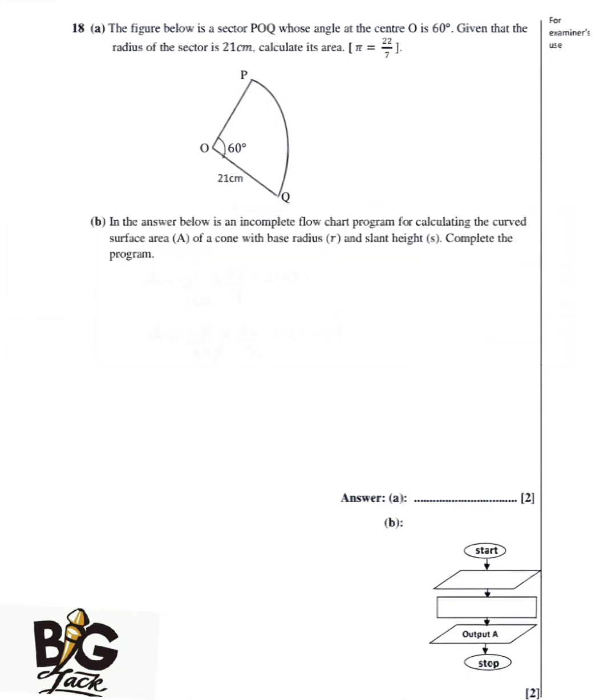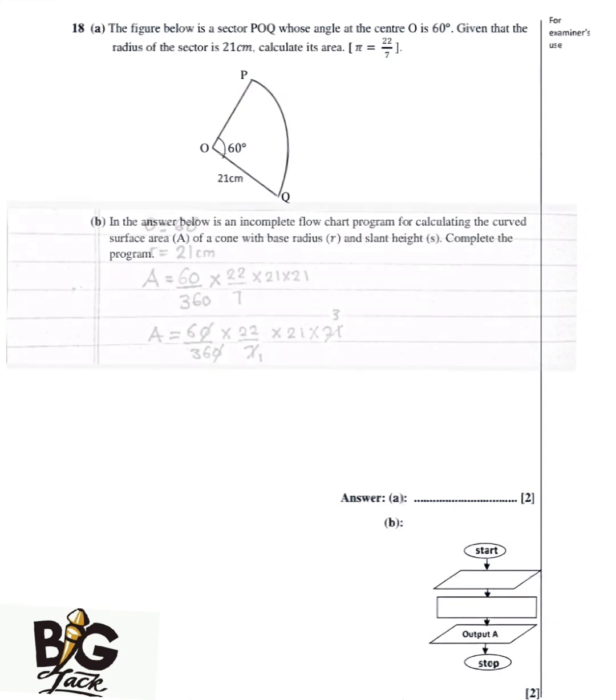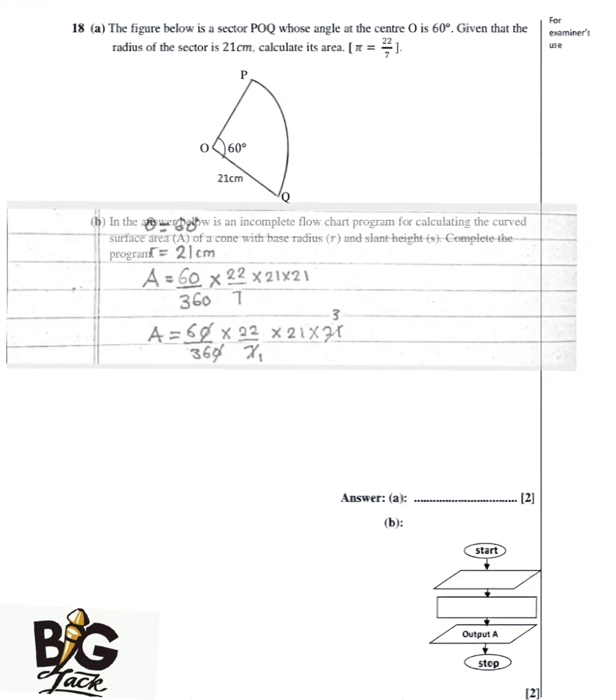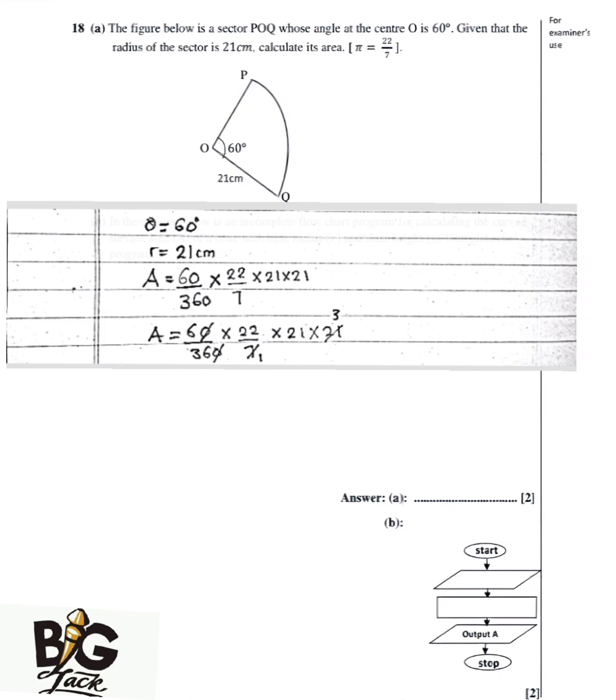So in this case, we have theta, which is 60 degrees, and the radius, which is 21 centimeters. In the place of theta, we are going to put 60, and in the place of radius, we are going to put 21. So area is equal to 60 over 360, multiplied by pi, which is 22/7, multiplied by r squared, or r multiplied by r. So I'm going to take r multiplied by r, which is 21 multiplied by 21.